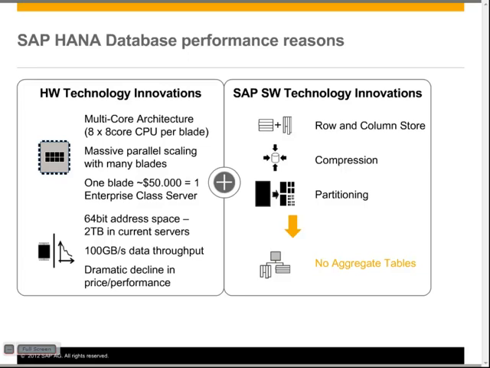So the hardware technology innovations that we have seen include multi-core architecture, parallel scaling of blades. One blade can cost around $50,000 for an enterprise-class server. Also a 64-bit address space, 2 terabytes of memory in current servers, and 100 gigabytes of data throughput. It is by utilizing the hardware innovations that SAP can now provide the software technology innovations that we see. And this takes place in terms of the row and column store that we saw. It includes compression, as we saw in some of the customer cases, and it takes advantage of partitioning.